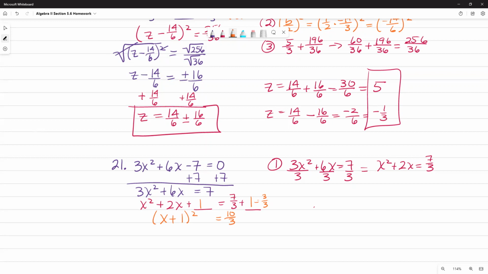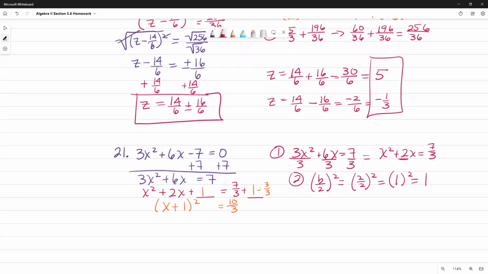Okay, I did this when I worked it out. I'm just going to show you where that 1 came from. If we used our formula, b/2 squared, b is 2, this guy right here. So this is 2/2 squared, and 2/2 is 1, and 1 squared is just 1. So that's where I got the 1, even though it's already easy to figure out. Just an example of using the formula.